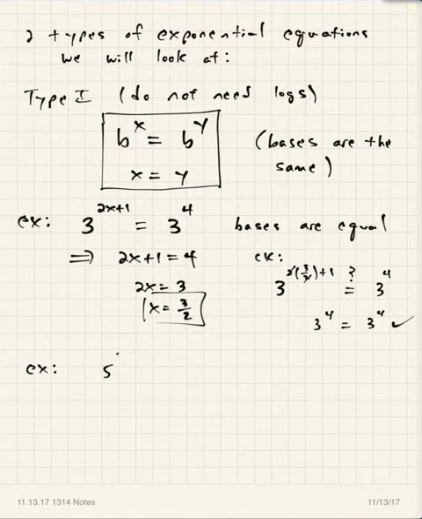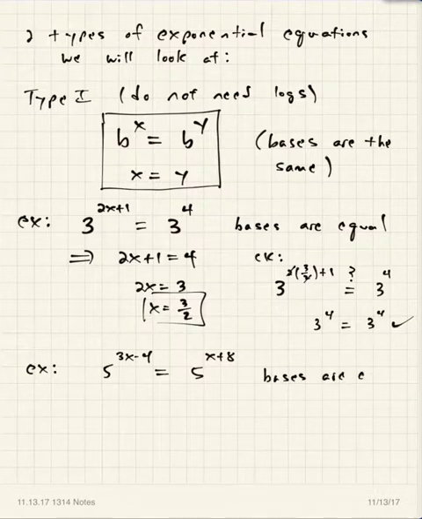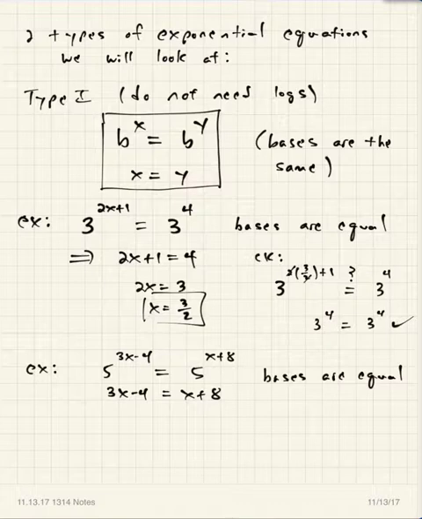So let's say we have 5 to the 3x minus 4 equals 5 to the x plus 8 power. Right? So once again, in this problem, the bases are equal. And because the bases are equal, once again, the only way that could be true is if the exponents are equal also. So it has to be true that 3x minus 4 and x plus 8 are equal to each other. And then you end up with a simple equation, in this case a linear equation.